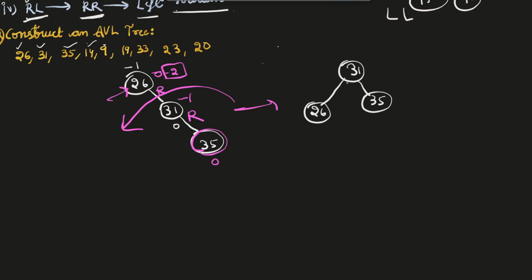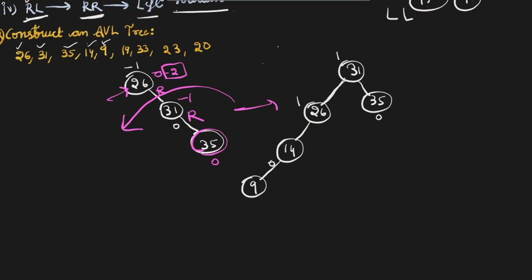Where do we insert 14? Left of 31 and left of 26. Now checking the balance factor, leaf nodes will have 0, 26 is 1, 31 is having 2 minus 1, that is 1. Now inserting 9. Left of 31, left of 26 and left of 14, that is 9 over here.